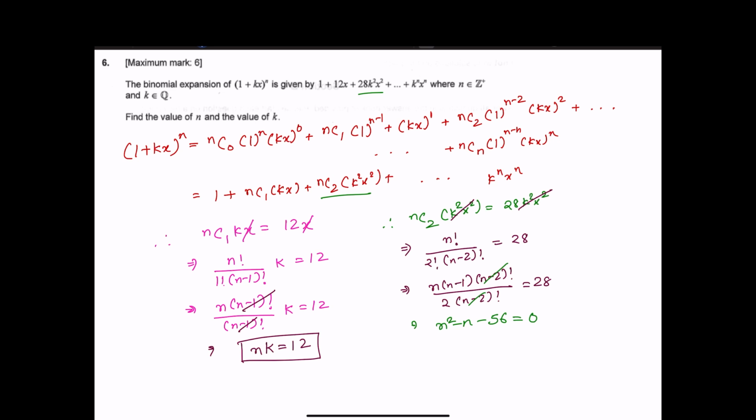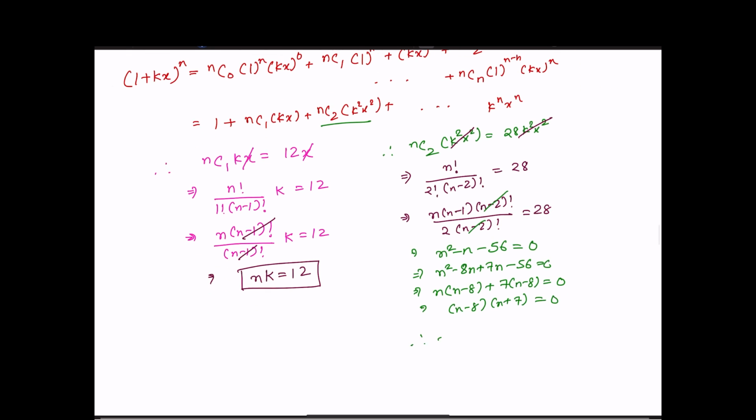Now we have to factorize this thing. So you can do n square minus 8n plus 7n minus 56 equals 0. Why minus 8n plus 7n? Because minus 8 plus 7 gives you minus n, and minus 8 times 7 will give you minus 56. So yeah, n times (n minus 8) plus 7 times (n minus 8) gives you 0. (n minus 8) times (n plus 7) equals 0. So from here we'll get two solutions of n. n minus 8 equals 0 or n plus 7 equals 0. n equals 8 and n equals minus 7.